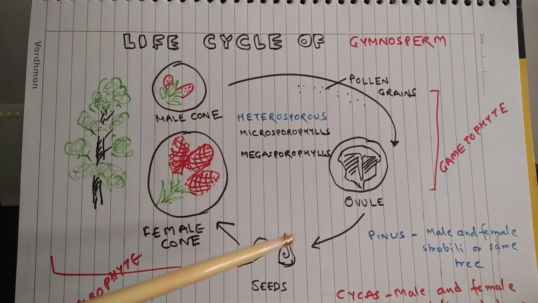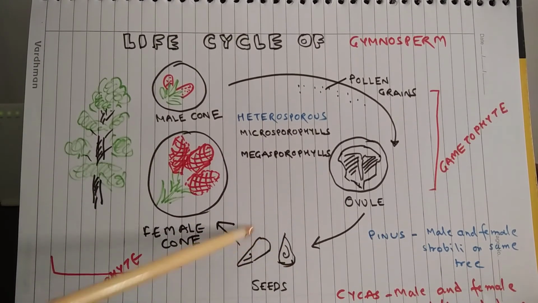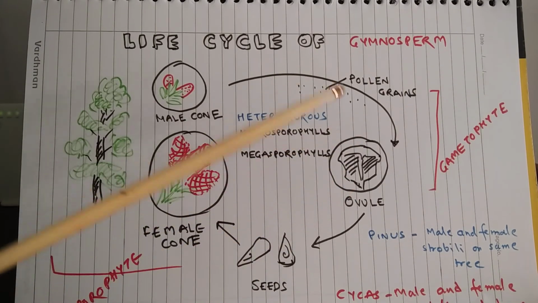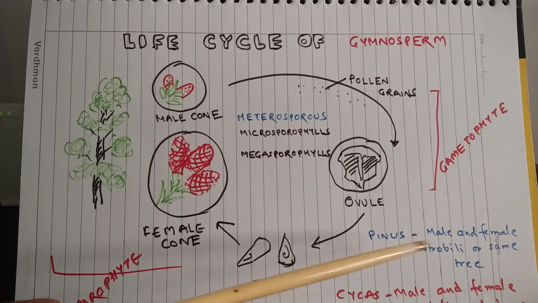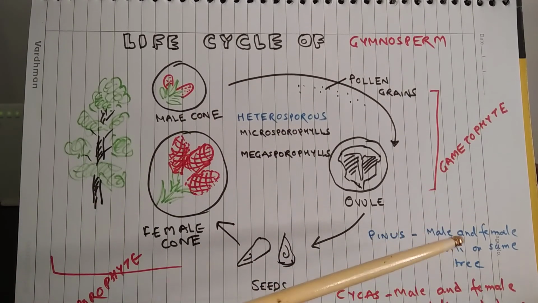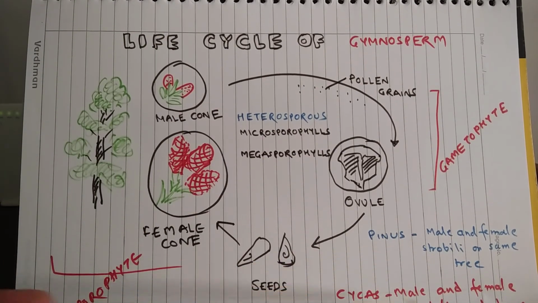As I have said earlier, this is the unique characteristic of gymnosperms, that seeds or ovules are not covered. In case of Pinus and in some other species also, the male and female cones grow on the same tree. And in case of Cycas, male and female cones grow on different trees.